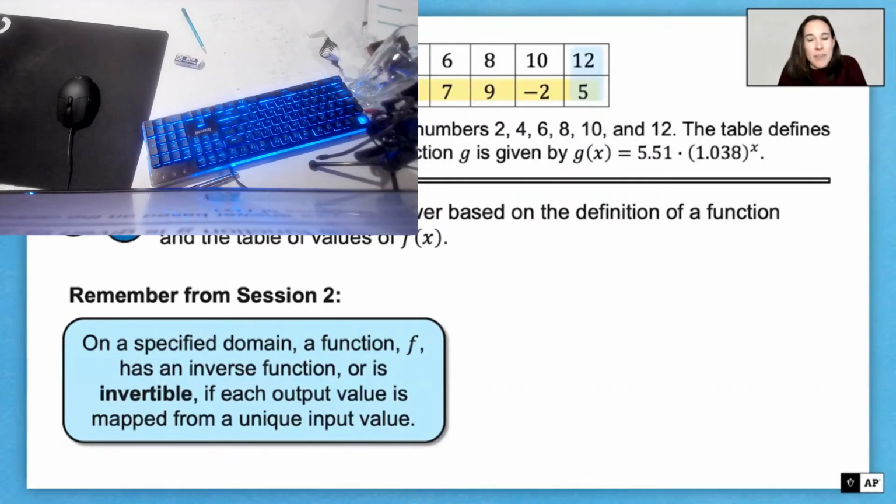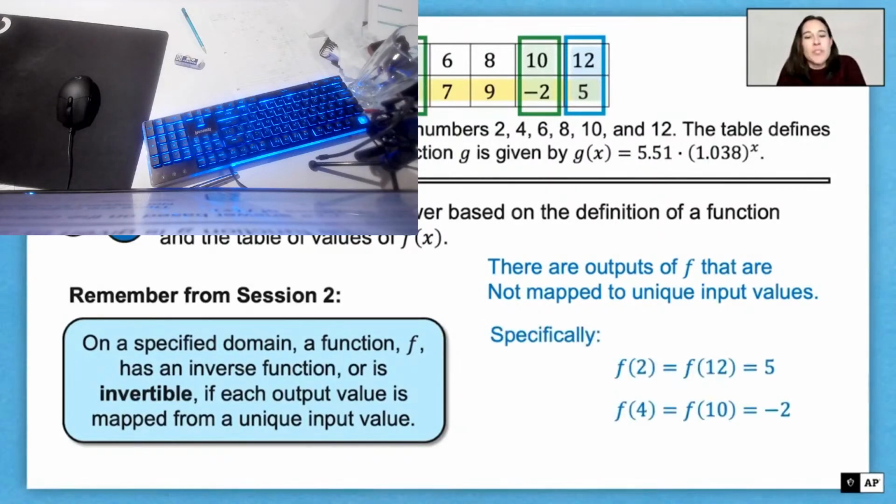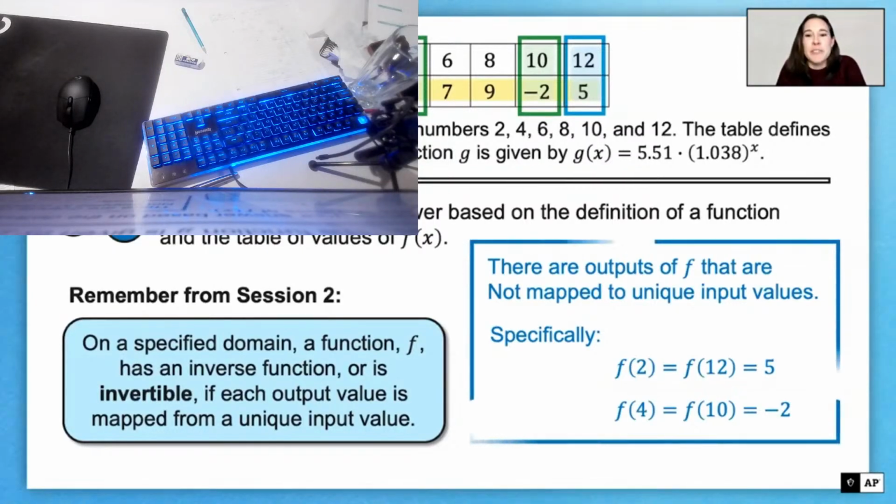So we already know this isn't invertible, but look at this still. We have another repeated output value. At an input value of 4 and 10, we have a repeated output value of -2. So if we go ahead and summarize this for our answer on the AP exam, we're going to say there are outputs of f that are not mapped to unique input values. And specifically, we can mention the fact that f of 2 equals f of 12, which is 5, and f of 4 equals f of 10, which is -2.